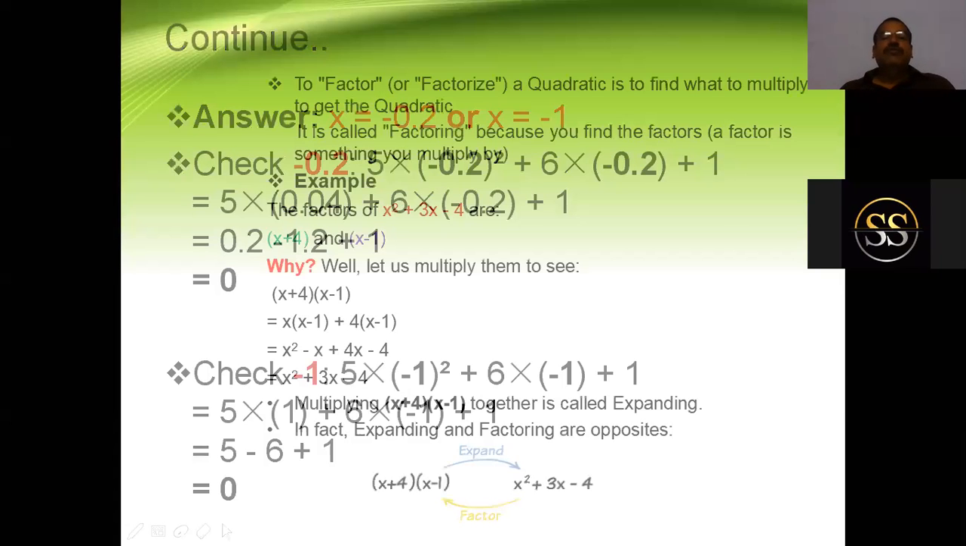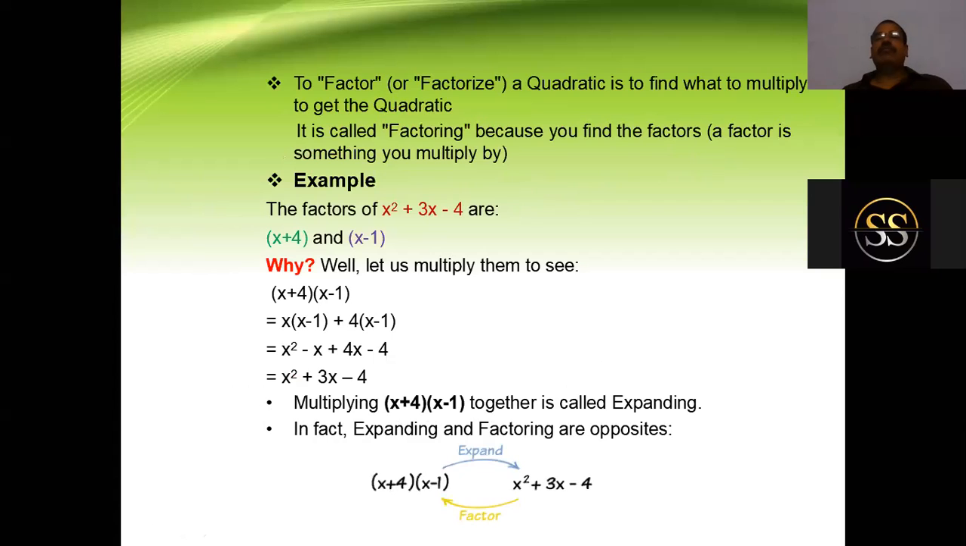To factorize the quadratic equation, we find what to multiply to get the quadratic equation. This is called factorizing, because you have to find the factors. A factor is something you get by multiplying. Example: x square plus 3x minus 4. The answer is x plus 4 times x minus 1. Let us try how to get it.